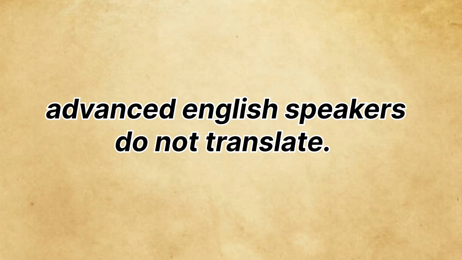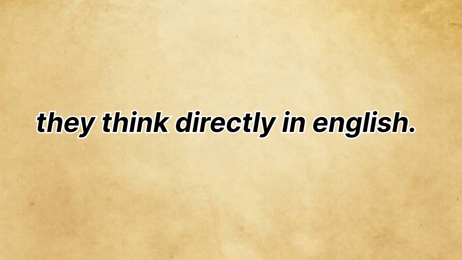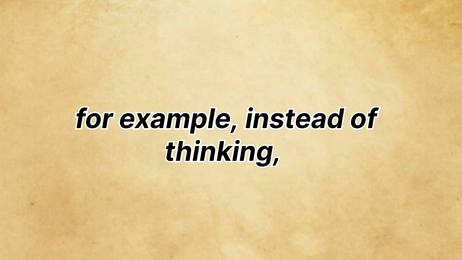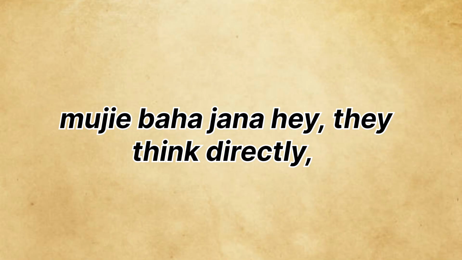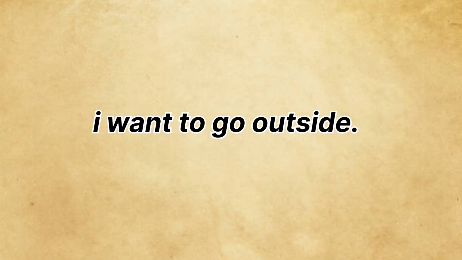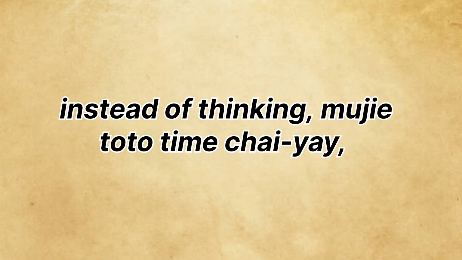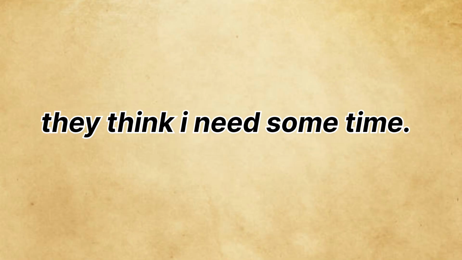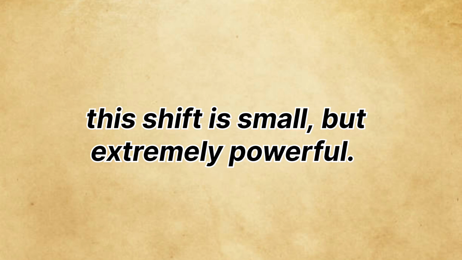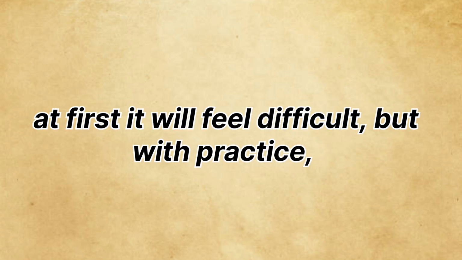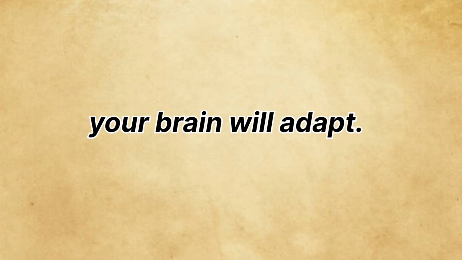Advanced English speakers do not translate. They think directly in English. For example, instead of thinking, "Mujhe bahar jana hai," they think directly, "I want to go outside." Instead of thinking, "Mujhe thoda time chahiye," they think, "I need some time." This shift is small, but extremely powerful. At first, it will feel difficult, but with practice, your brain will adapt.